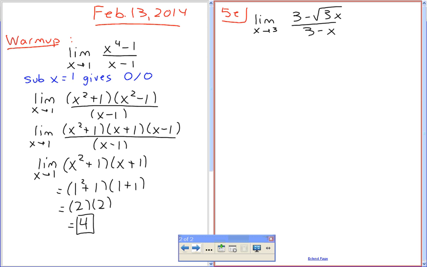So, conjugate of 3 minus root 3x is 3 plus root 3x. Sounds good to me. So would you multiply this by that? 3 plus root 3x over 3 plus root 3x.